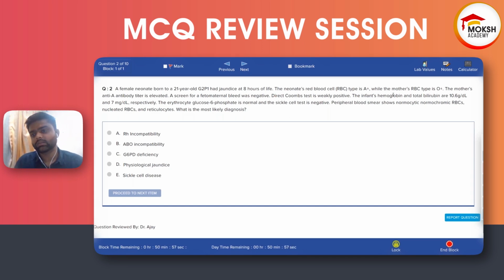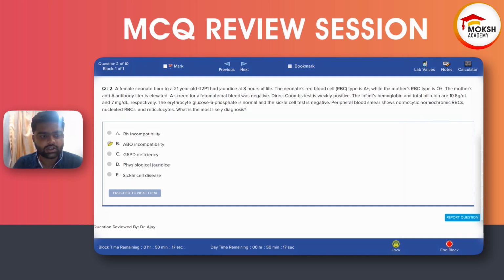The infant's hemoglobin and total bilirubin are 10.6 and 7 respectively. The erythrocyte glucose-6-phosphate is normal. Sickle cell test is negative. Peripheral blood smear shows normocytic normochromic RBCs, nucleated RBCs, and reticulocytes. What is the most likely diagnosis in this patient?